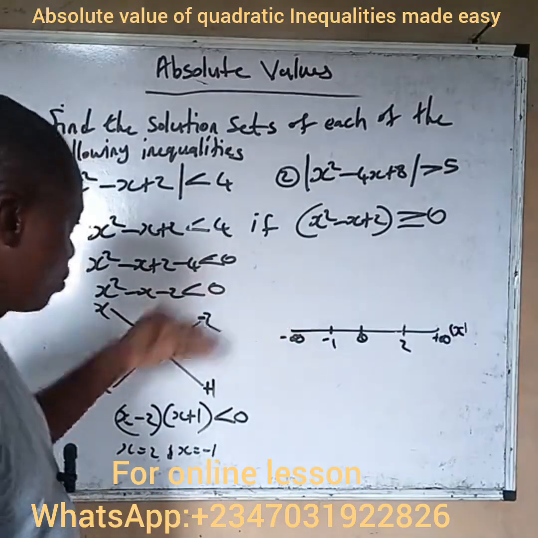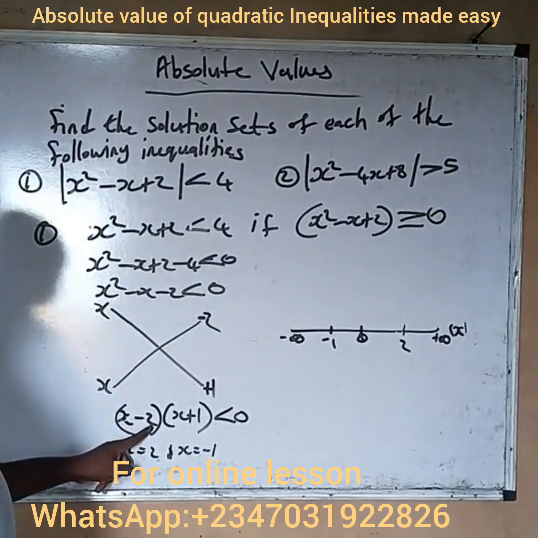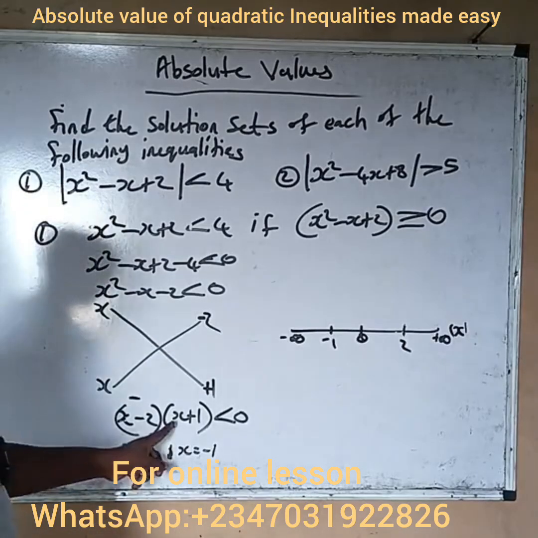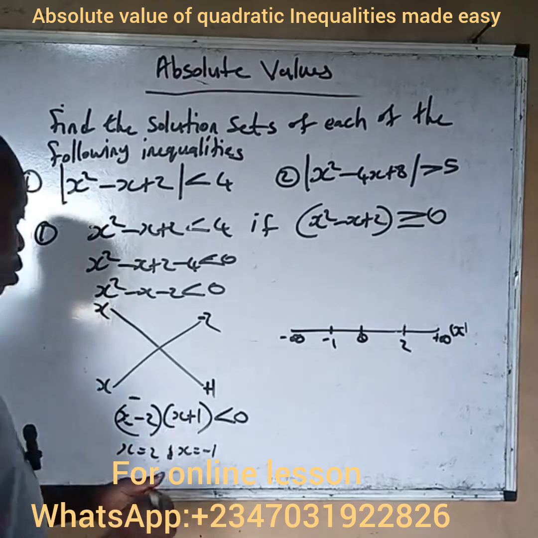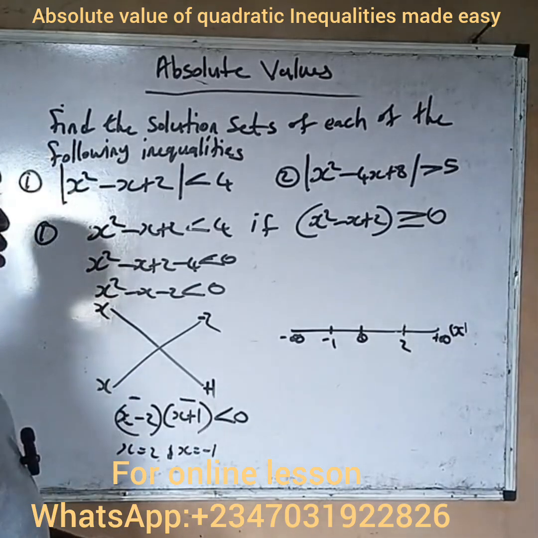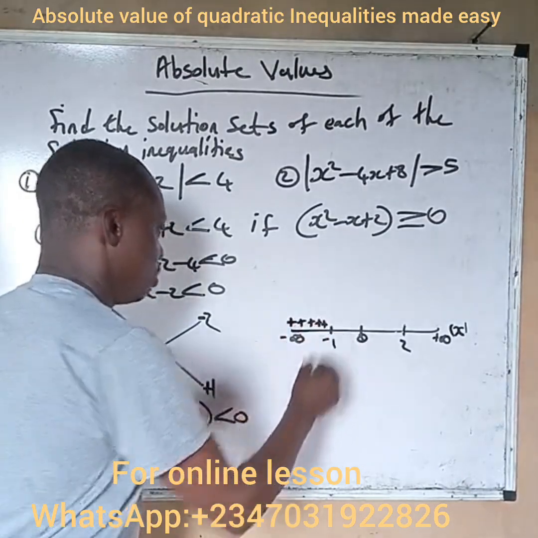Let's take minus 2. If I put minus 2 in place of x, minus 2 minus 2 will give us minus 4. So the sign I need is minus. If I put minus 2 here, minus 2 plus 1 will also give us minus. And minus times minus is plus. So I will put plus here, because the numbers here will give me plus.